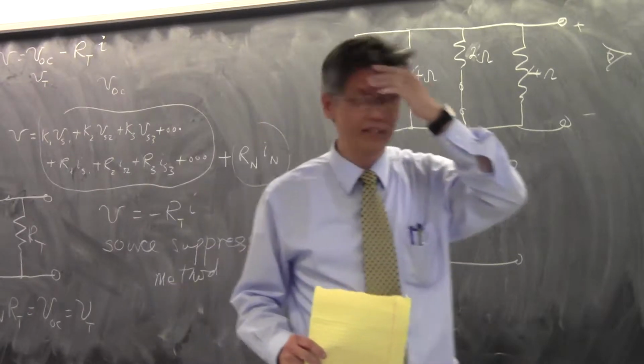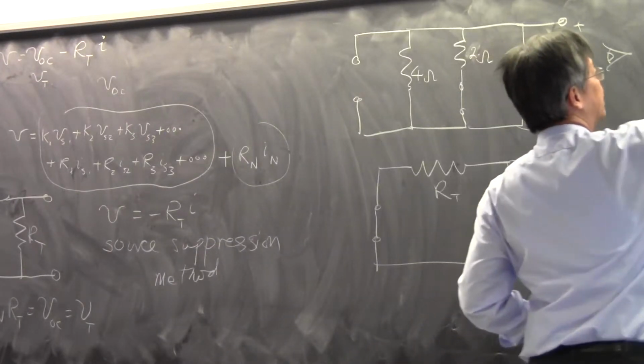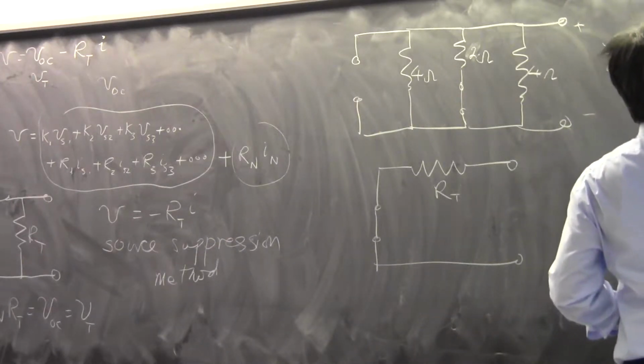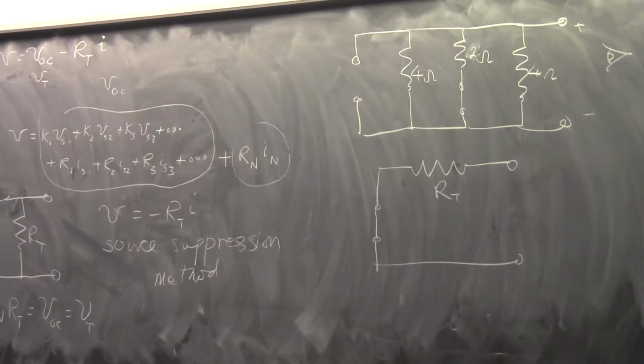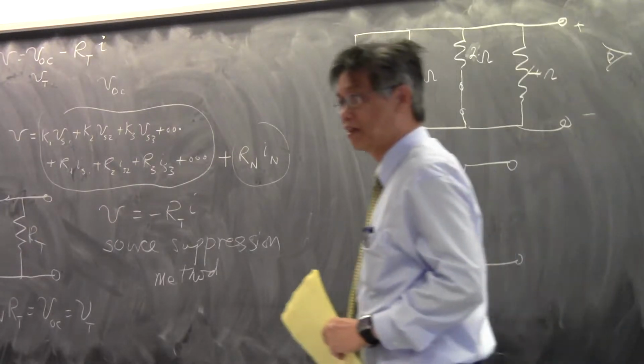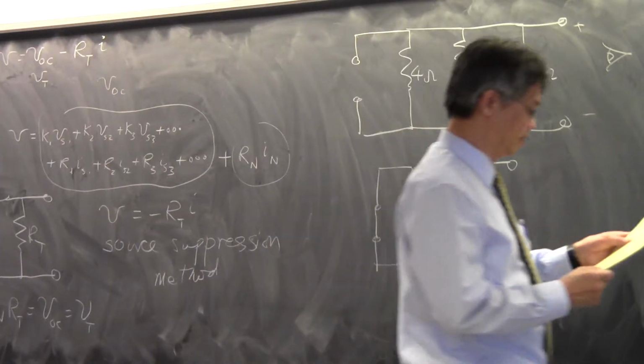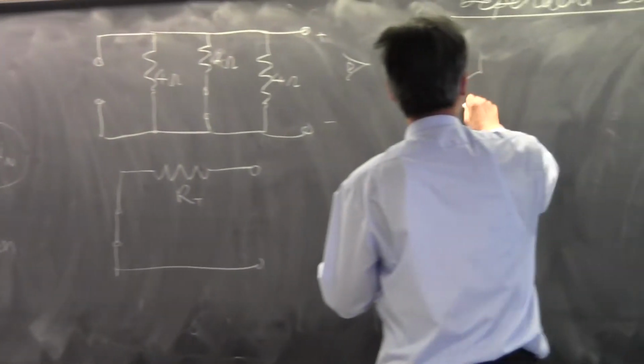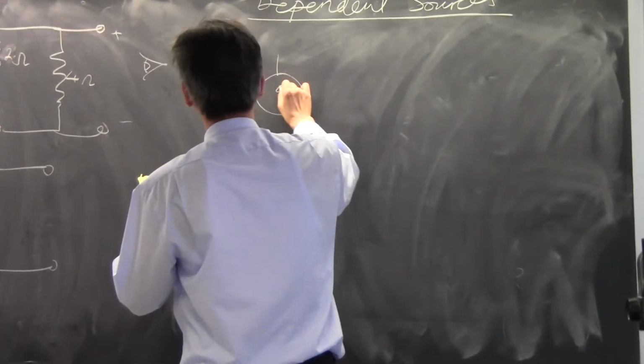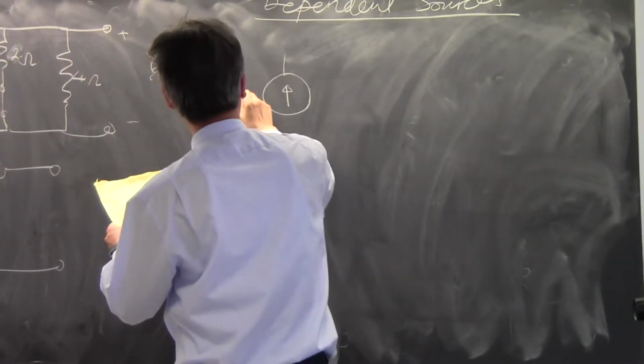What is the third method for when you have dependent sources? What is the third way of finding the Thevenin resistance? A test signal method. Okay, let's go through that with an example. And the example I have in mind is also from the textbook. Not exactly the same as that one over there.